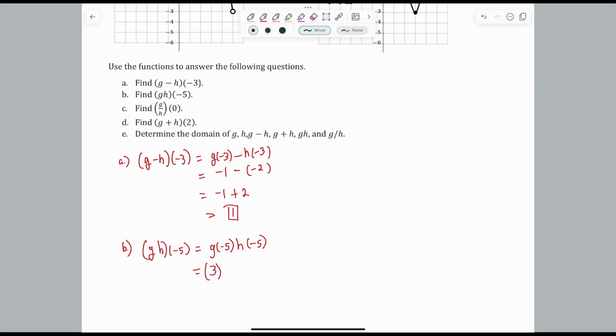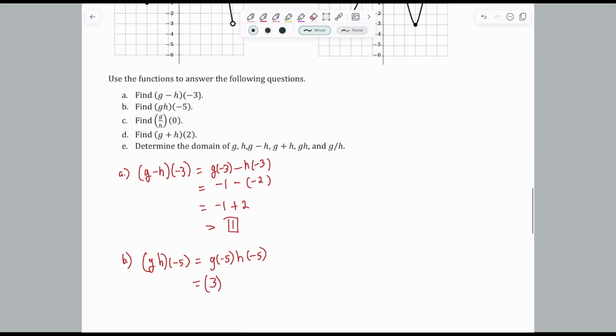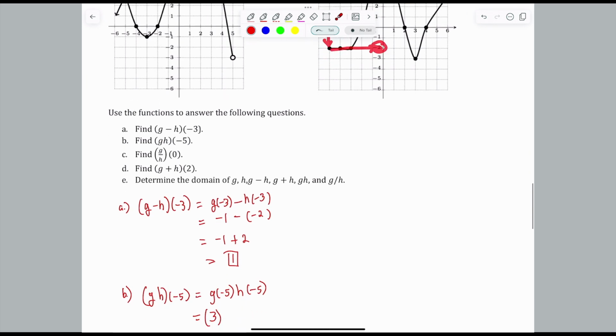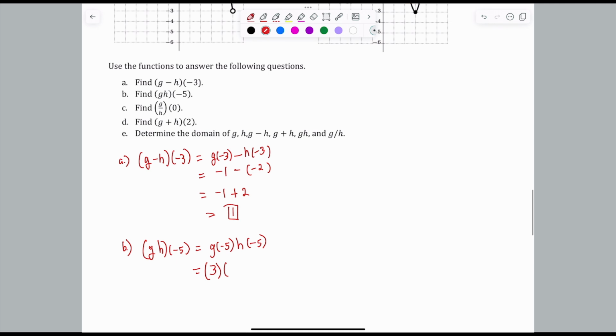And then we need to find the value for h of -5. Here's the input of -5. Follow it to the graph. There's the point that corresponds to it, and then to the right we see it has a y value of -2. So we get 3 times -2, which gives us -6.